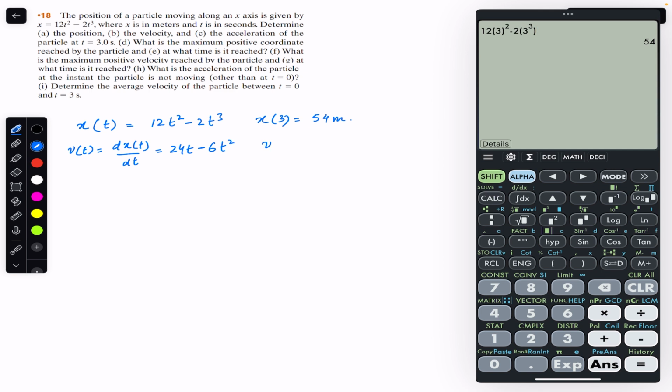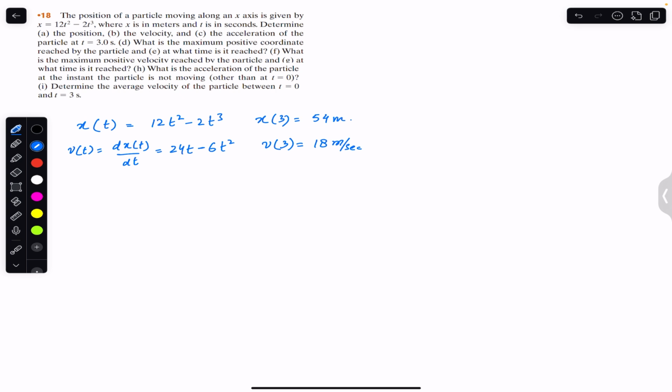And to find the velocity at 3 seconds, we have to put t equals 3 in this equation, which will be 24 into 3 minus 6 into 3 squared. This is equal to 18 meters per second. So the velocity at t equals 3 seconds is 18 meters per second.